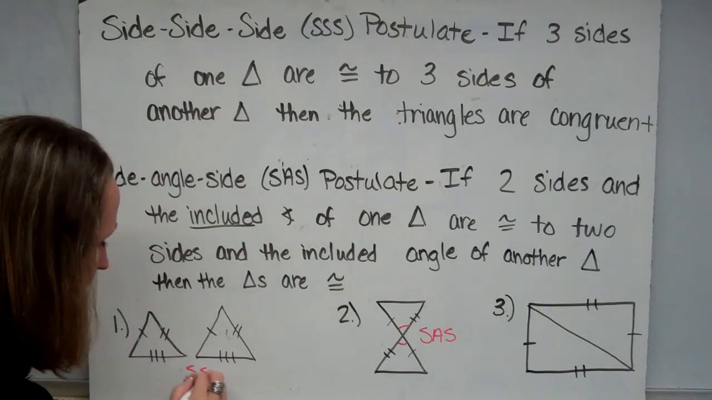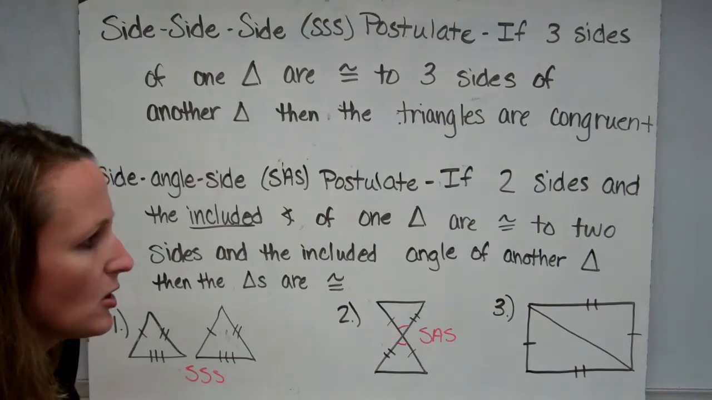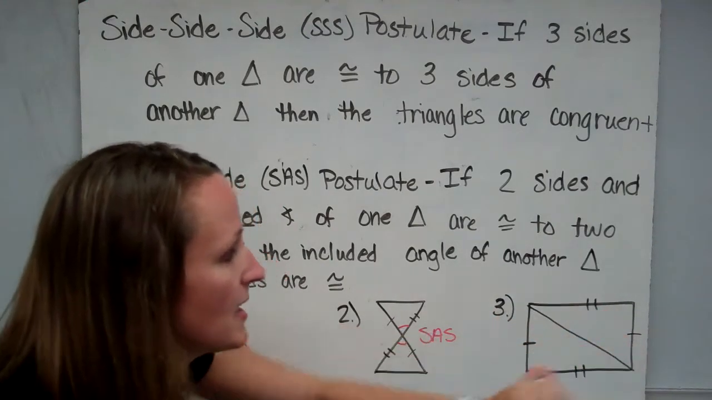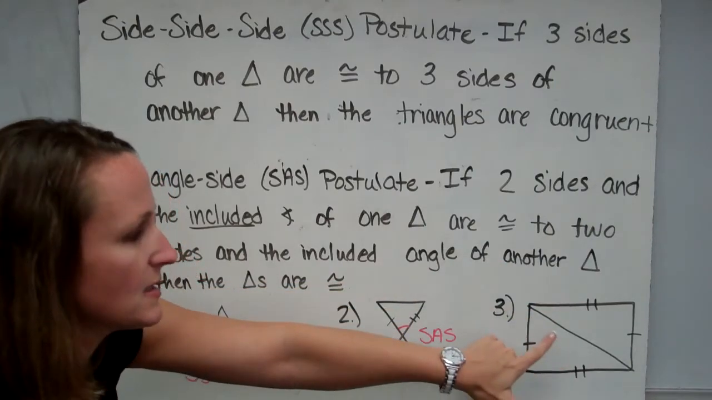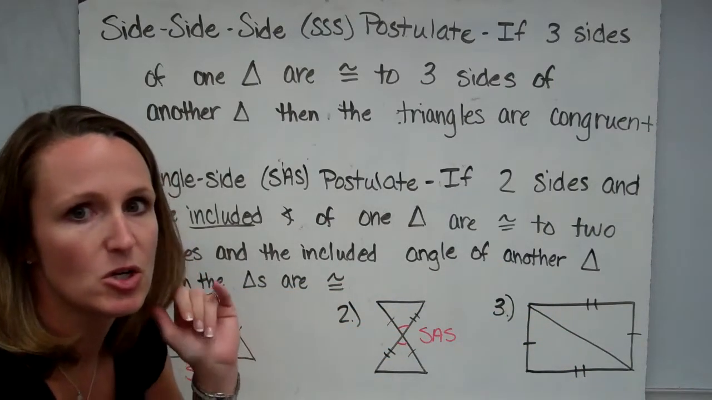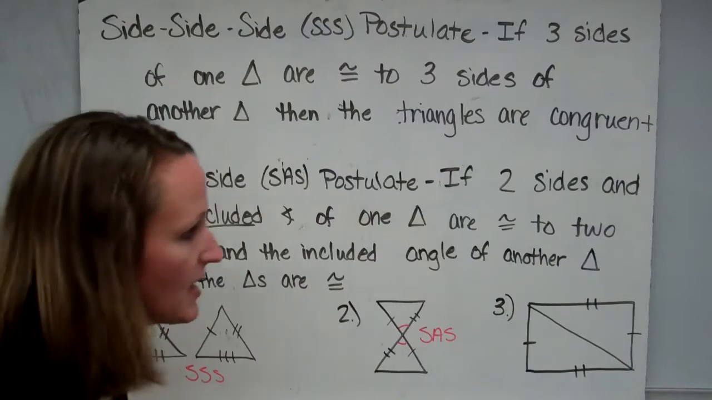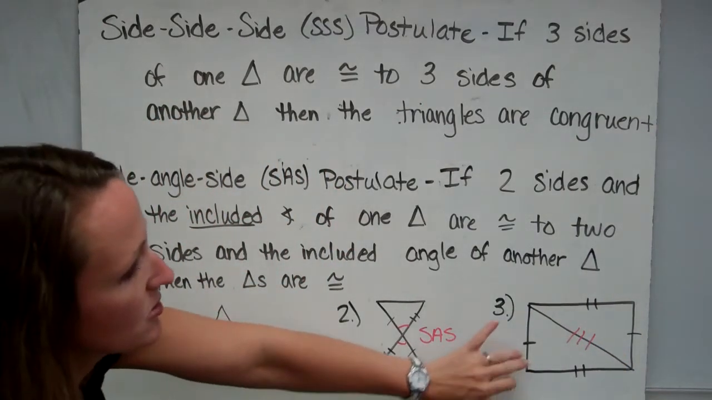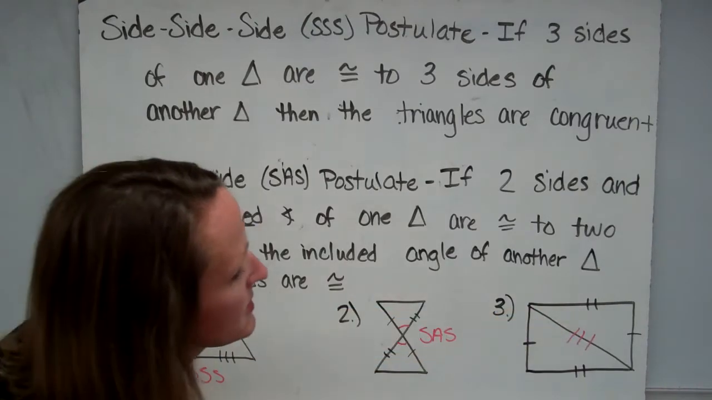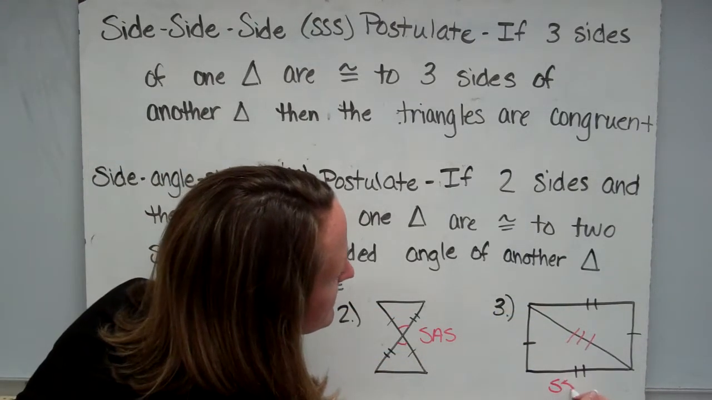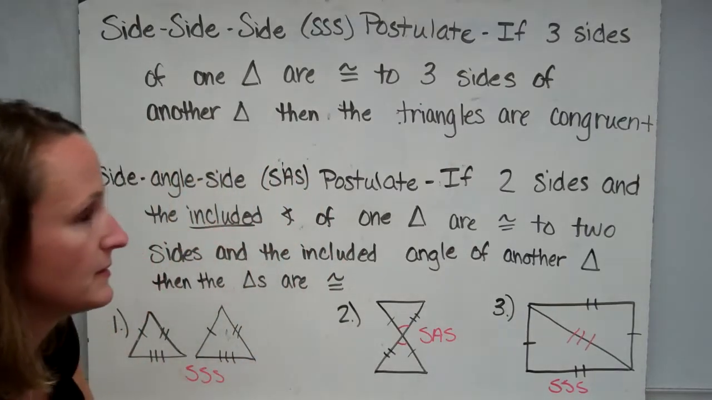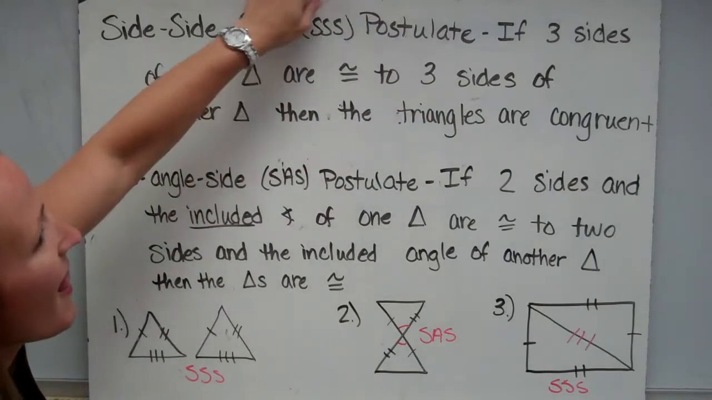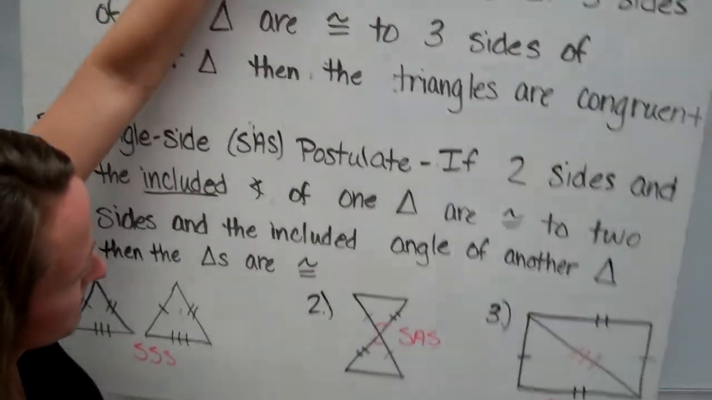Go back, we said this was side, side, side. Look at example 3 over here. I have this side congruent to this side congruent to this side, and then they share a side. So obviously, if they're going to share a side, they're going to be similar, or excuse me, congruent. So we can also say that this triangle is congruent to this triangle by side, side, side. So those are your first two triangle congruence postulates. Let's look at the next two.